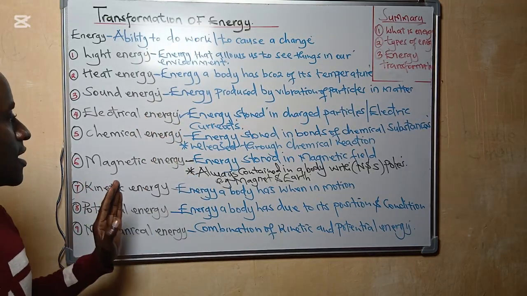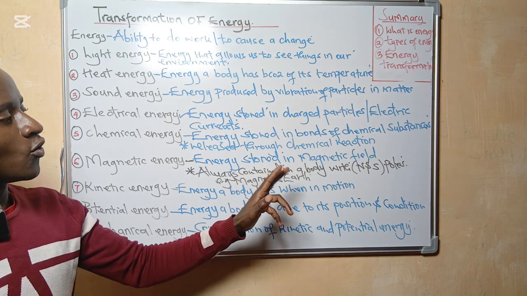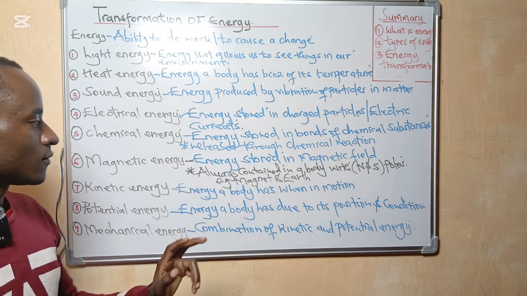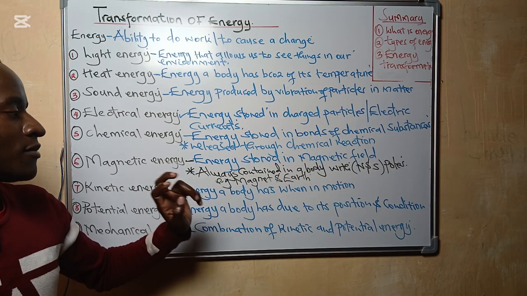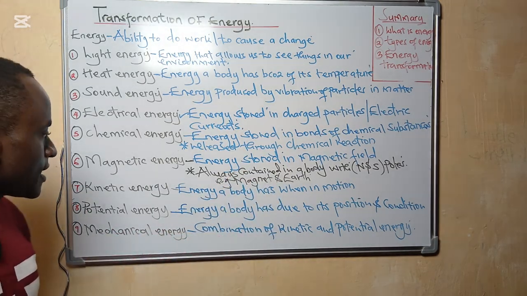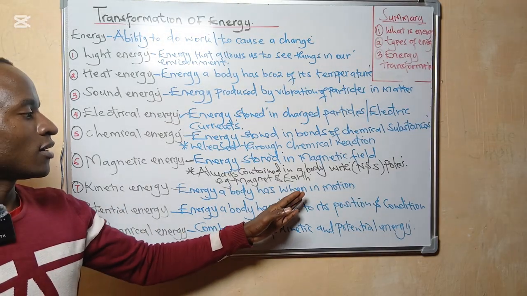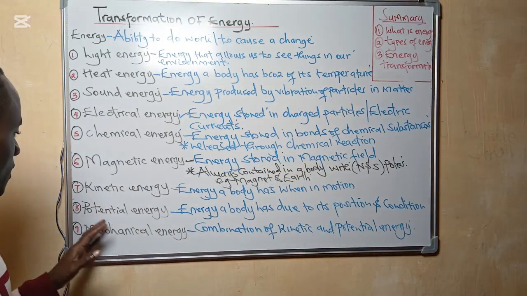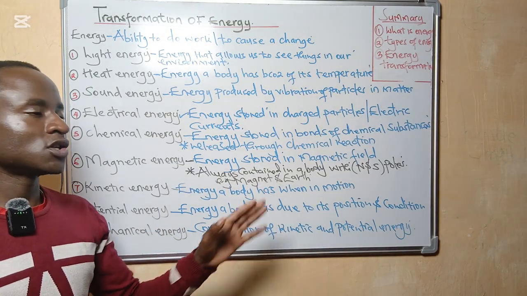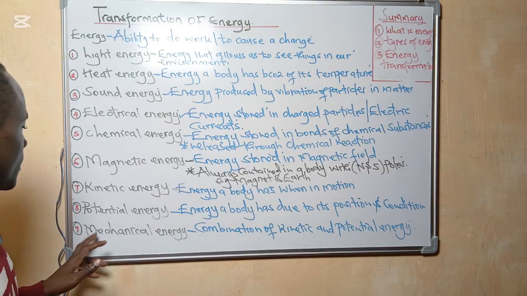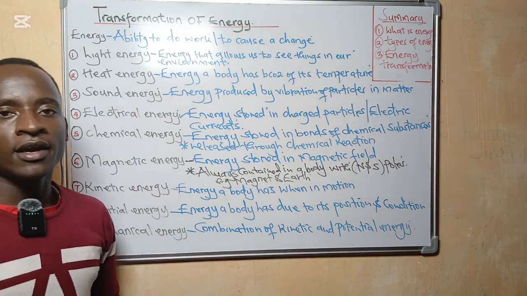Then we have magnetic energy, energy stored in a magnetic field, always contained in a body with a north pole and a south pole. The bodies which have magnetic energy are a magnet and, generally, the earth. Then we have kinetic energy, energy a body has when in motion, when it's moving. Then potential energy, energy a body has due to its position or condition. Then mechanical energy, a combination of kinetic and potential energy.